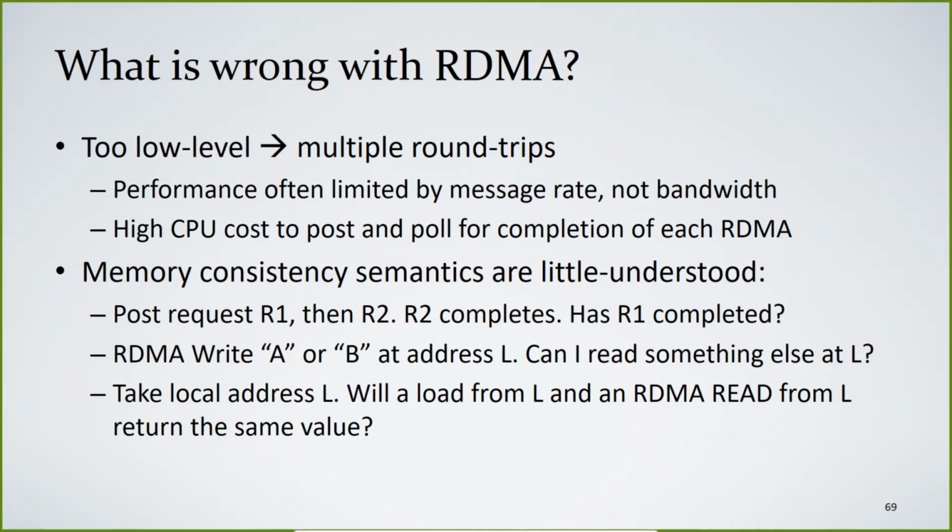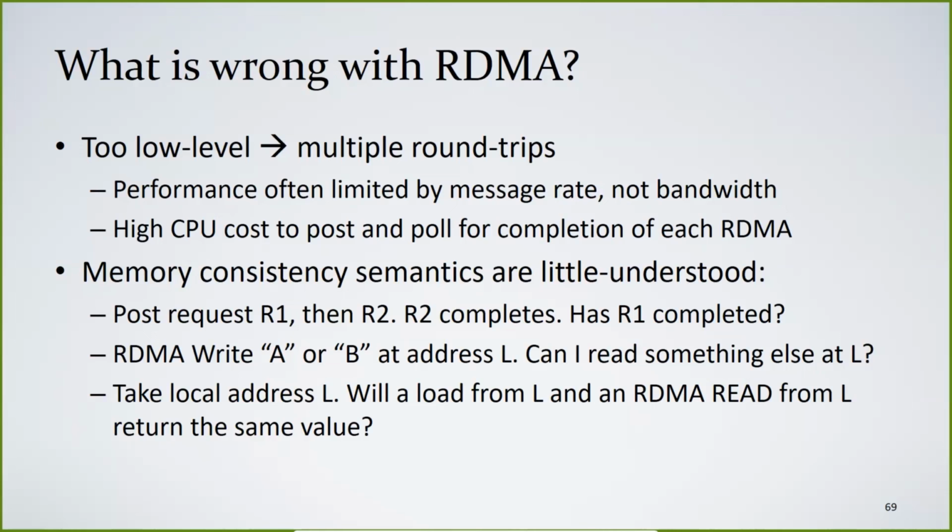The RDMA write: assume I write A or B at an address L. Can I read anything other than A and B from this address? Maybe it will become a lot clearer what the answer is if I change A and B to the following two strings. If you answered no, well, consider the case of you reading a torn write, where only this part went through, and then I read the older value at the end. This breaks the usual notion of atomicity.